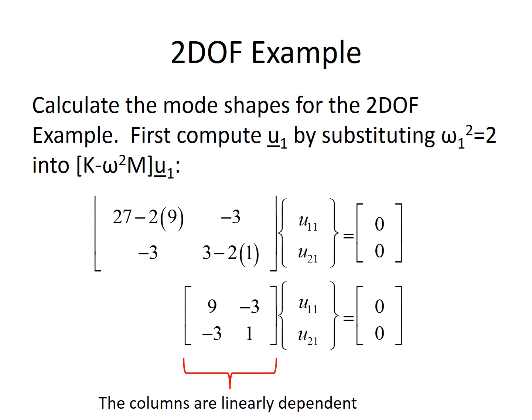You can see from the bottom equation that the two columns of the matrix are linearly dependent. If they were not, then this indicates that a mistake has been made in the computation of the natural frequency or in the computation of the matrix K minus omega 1 squared m. An equivalent check is to confirm that the determinant of the matrix is 0 when omega 1 squared is substituted back into the matrix. You can see from the equation above that this is the case.